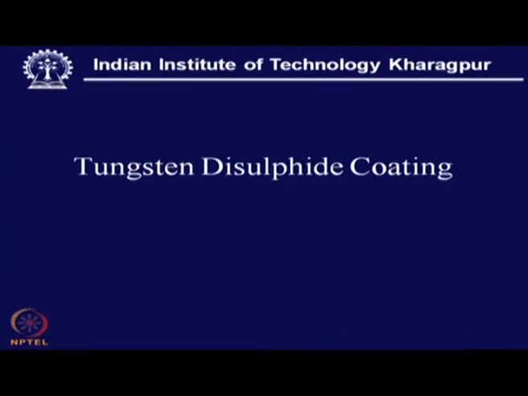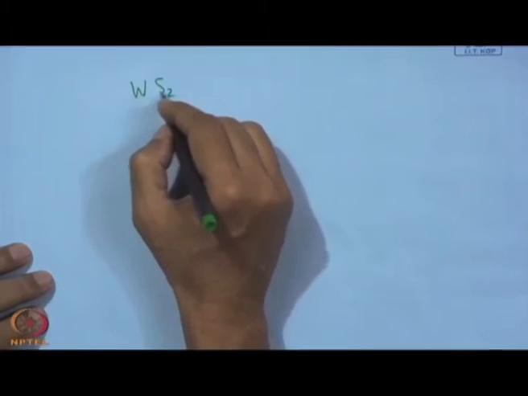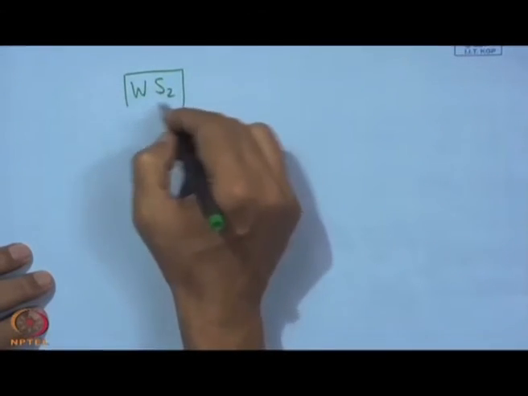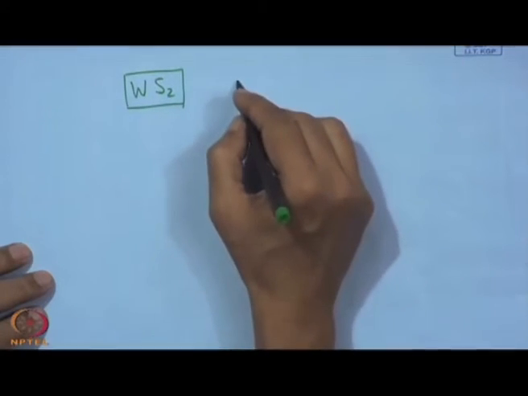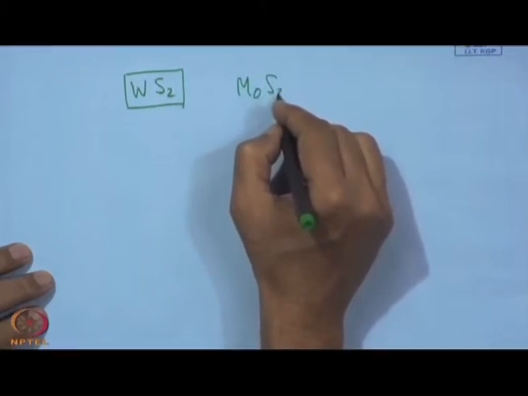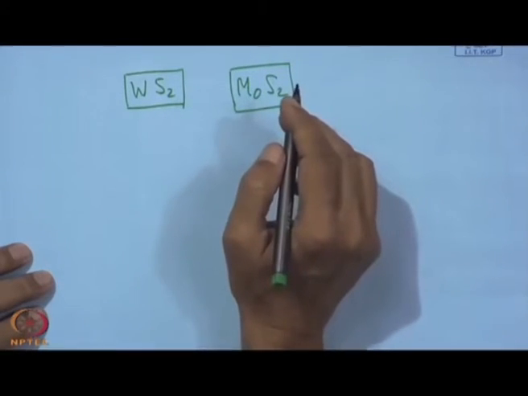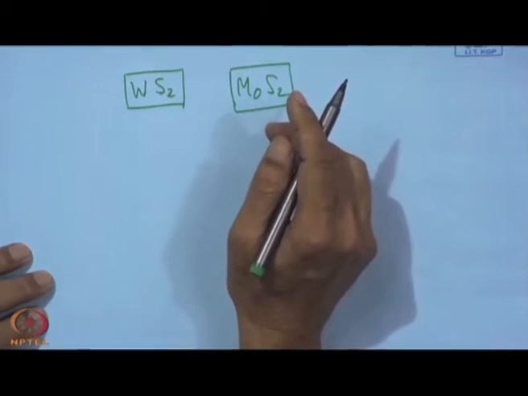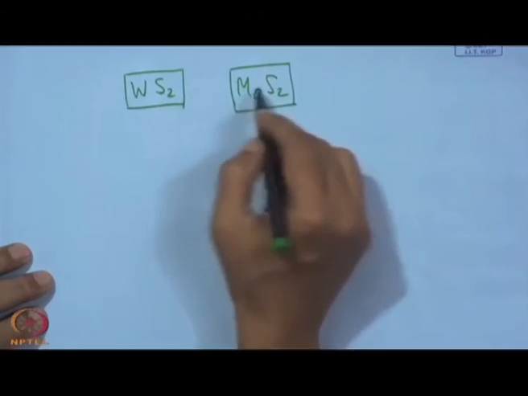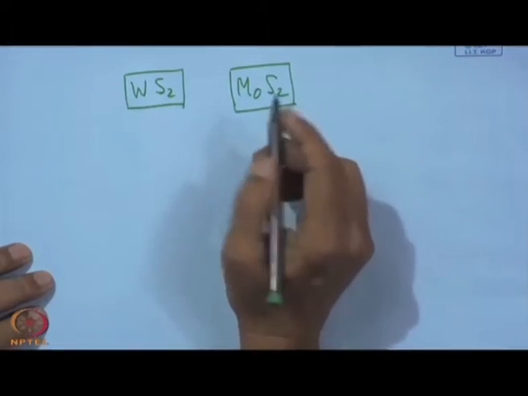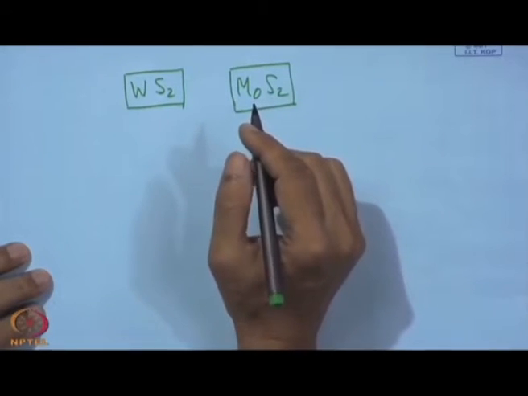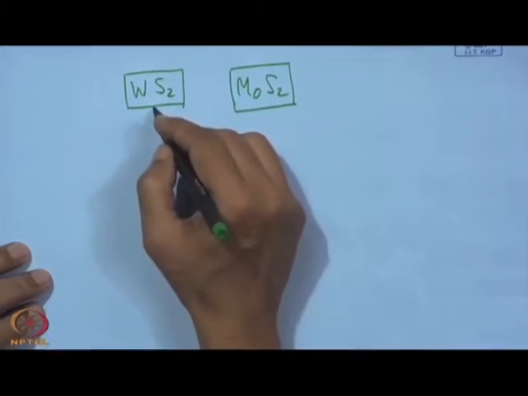Now, tungsten disulfide coating. This is actually a super lubricious coating, WS2. In recent times people have a lot of interest in WS2 because it is superior to MoS2 in terms of its thermal stability and resistance to oxidation. Its performance is better than MoS2.